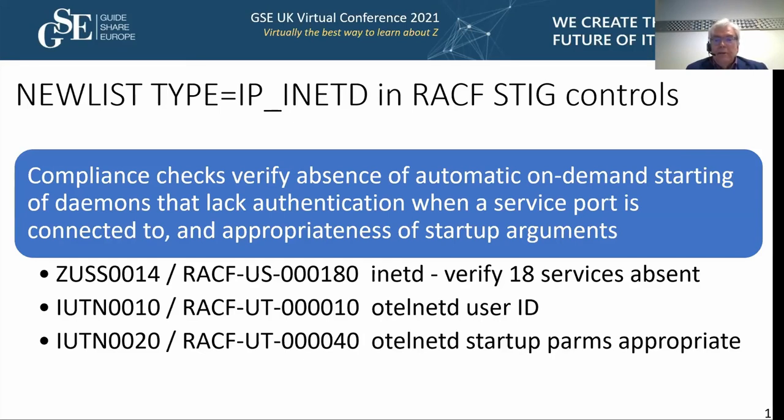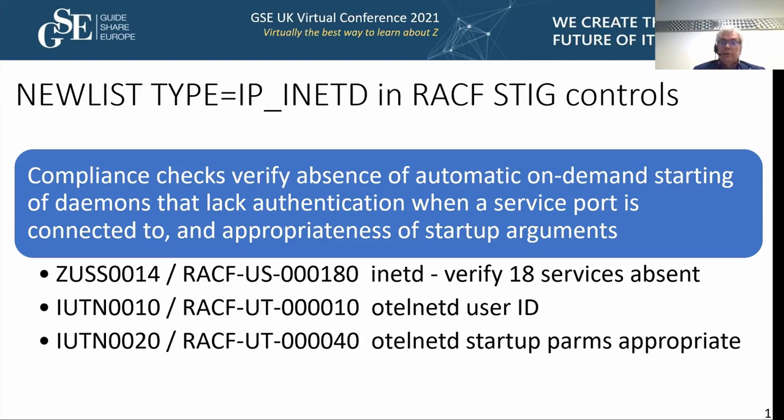Now, there are a lot of standard Unix services which don't require any authentication. And that is a violation of most security standards that say you should only allow a person to enter the system after authentication. So that's why the RACF US 180 control requires 18 services to be absent from the INETD configuration. So even if you try to connect to them, they should not be started.